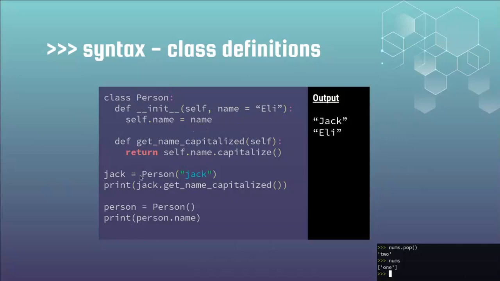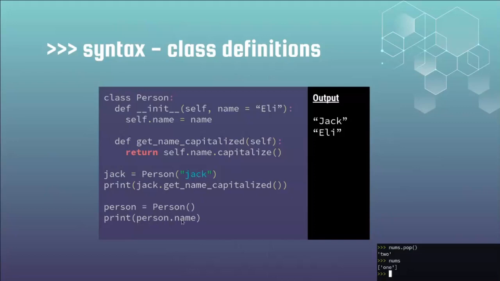So we see that here, the person passes in Jack, and so we say self.name equals, and then we use what they passed, Jack. If we print Jack and then this instance method, get name capitalized, which just returns the name capitalized. So if we use this method, we see it prints out Jack. It prints out what they passed in. We passed in Jack, that gets set to self.name. So when we return self.name.capitalize, it uses the thing that we passed in. If we don't pass anything in, then it uses our default here, Eli, and it prints Eli.